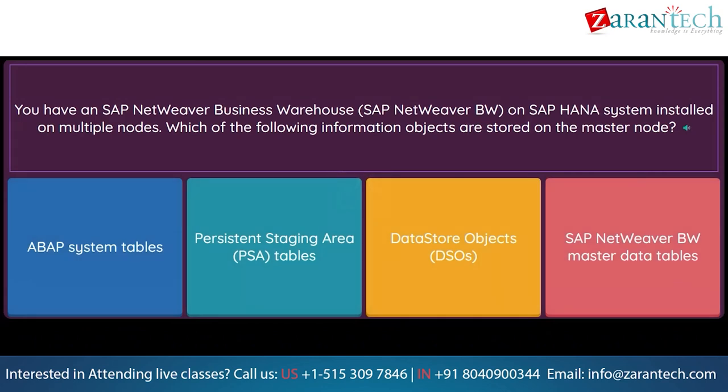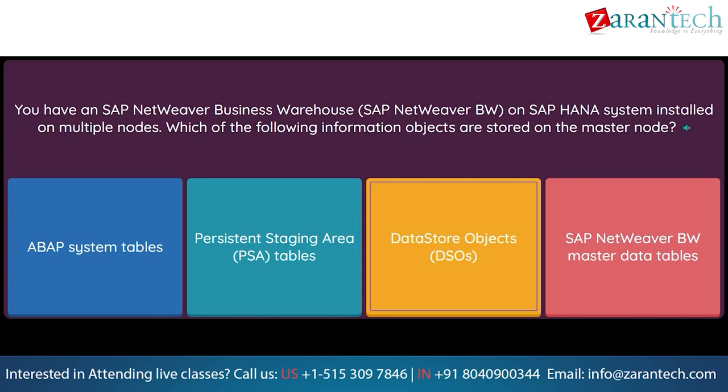Question: you have an SAP NetWeaver Business Warehouse, SAP NetWeaver BW, on SAP HANA system installed on multiple nodes. Which of the following information objects are stored on the master node? Option 1: ABAP system tables. Option 2: persistent staging area, PSA, tables. Option 3: data store objects, DSOs. Option 4: SAP NetWeaver BW master data tables.